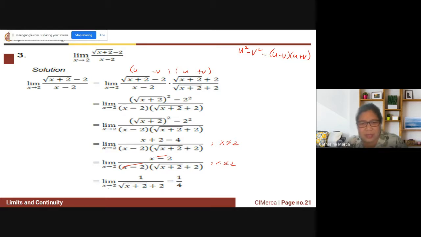But when you take the limit as x approaches 2, you will have 1 over square root of 2 plus 2, plus 2. What is square root of 2 plus 2? That's 1 over square root of 4, plus 2, which is 1 over 2 plus 2, which is equal to 1 over 4. Okay? So those are the steps to get 1 over 4.